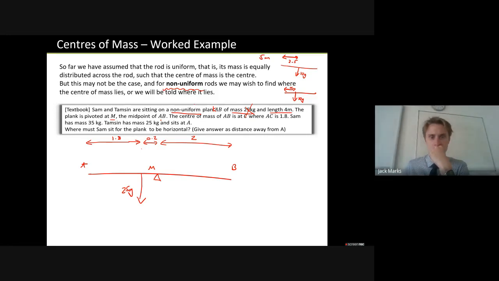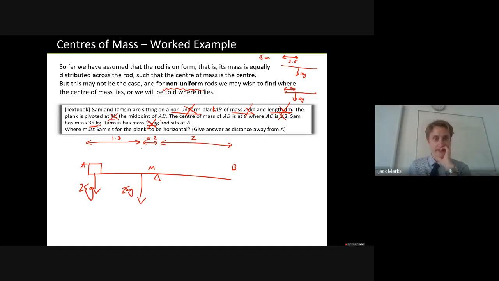So non-uniform, I suppose we've done that already. The length is 4. Yeah, I can see that. M, yeah. The center of mass, AC, yeah. Sam, okay, where is Sam? So Sam has a mass of 35 kilograms. Right, I don't know where Sam is sat. That's the problem. Tamsin has mass 25, okay, and sits at A. There we go. So I'm going to do something like that. 25, so 25g, because it's a force diagram.